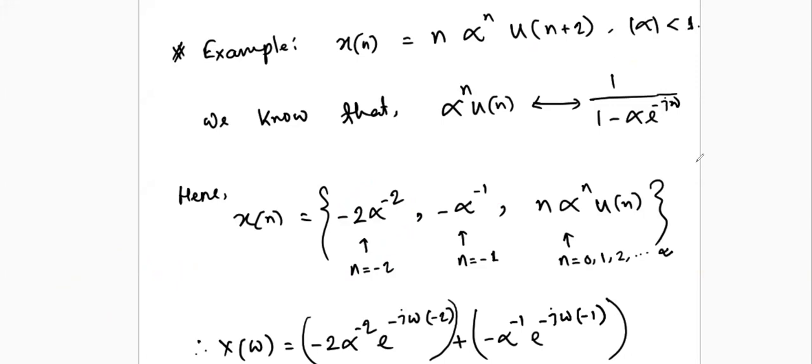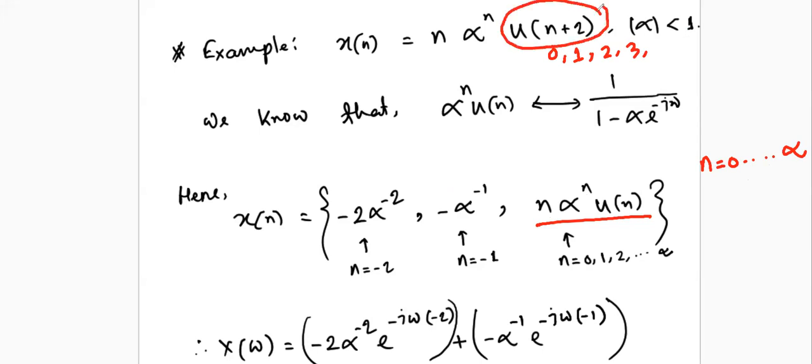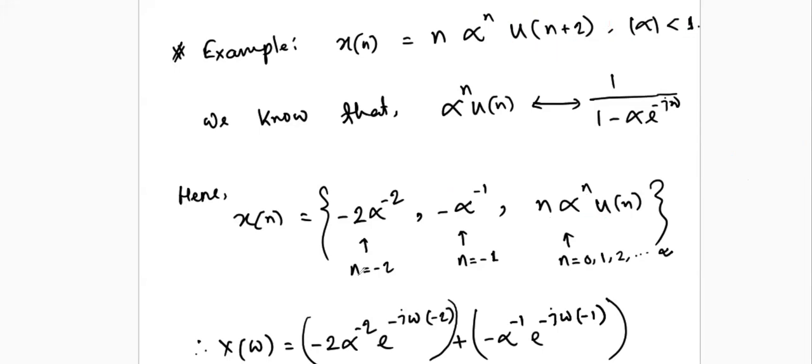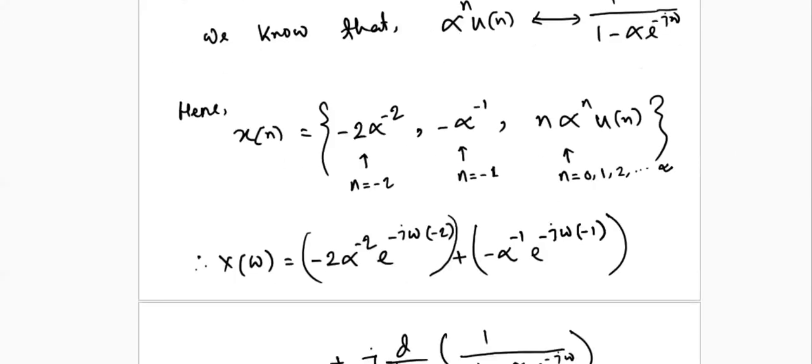From n equals 0 to infinity, we have this, because at that moment, if you put n equals 0, 1, 2, 3, any value, the unit step is equal to 1, and that will be valid for the result. So there are 3 sections we found: for n equals -2, -1, and then in general, we got this expression.